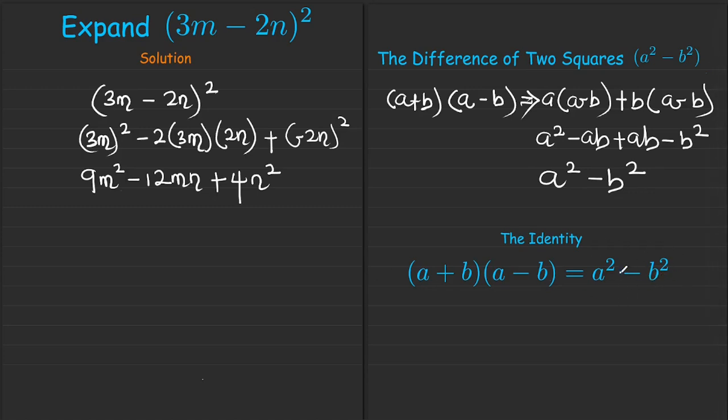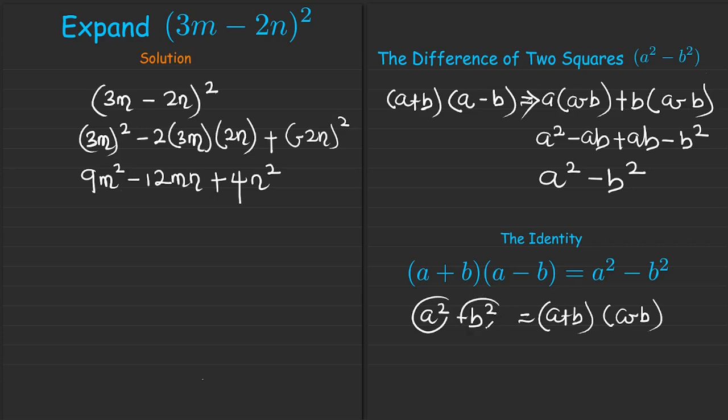This is the identity. You can also take it the other way around, so that a squared minus b squared gives us a plus b times a minus b. That is the product of the sum and the difference of the two terms. So if the terms are a and b, and we are looking for the difference of their squares, then the result is the product of the sum of the two terms and the difference of the two terms.